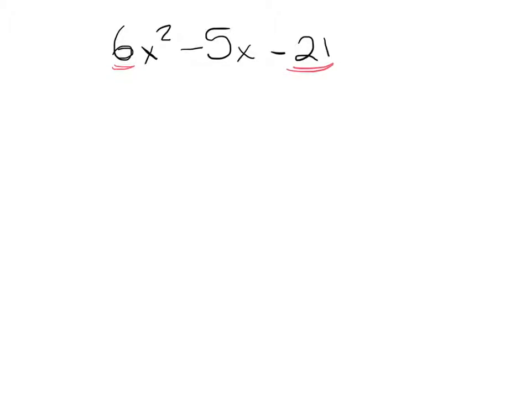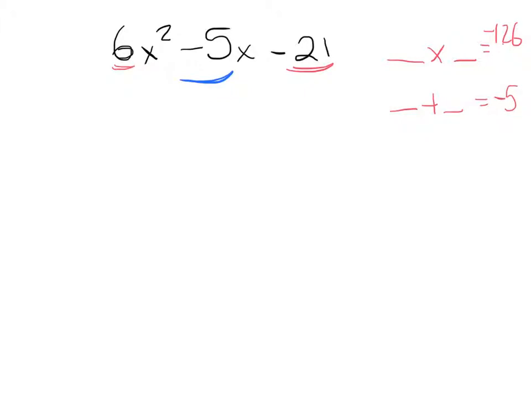And we're going to move over here onto the side, and we're going to look for two numbers that multiply to be 6 times negative 21, which is negative 126. And we want those same two numbers to add together to be negative 5. So take a minute and think about what these two numbers are going to be. Two numbers that multiply together to be negative 126 and add together to be negative 5.